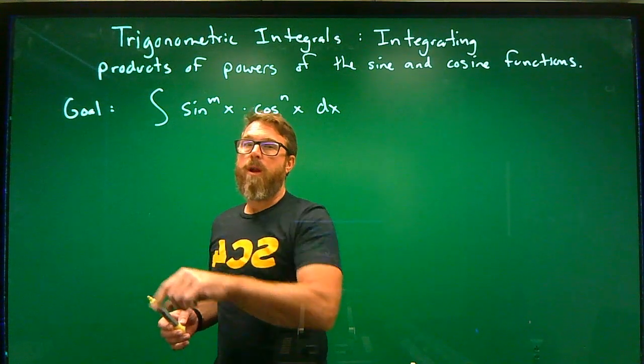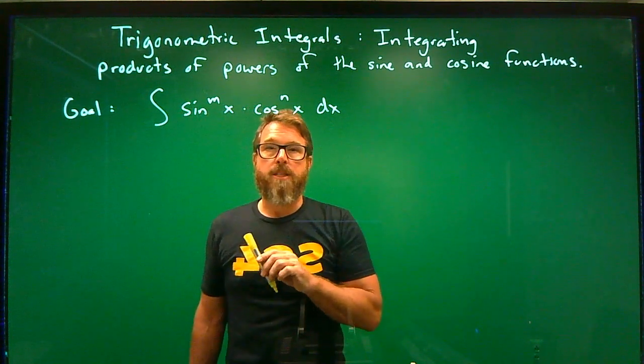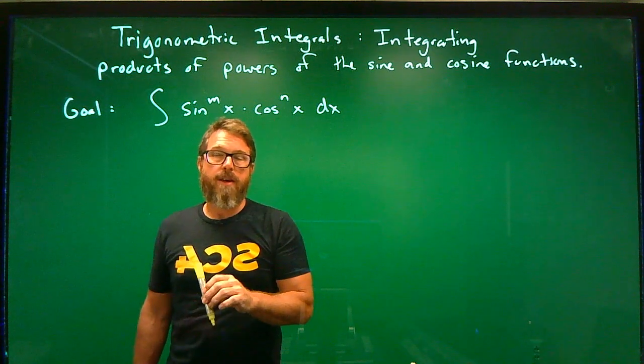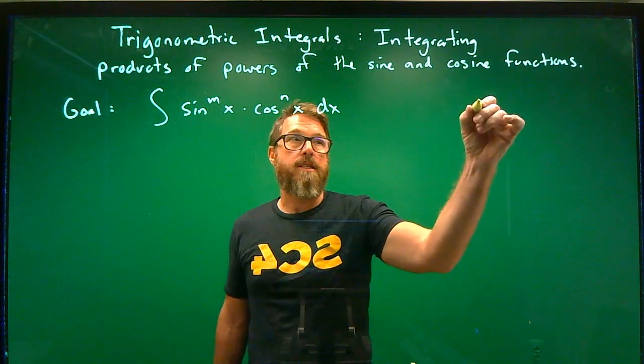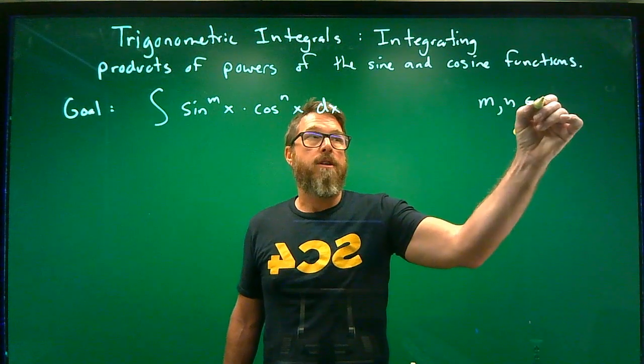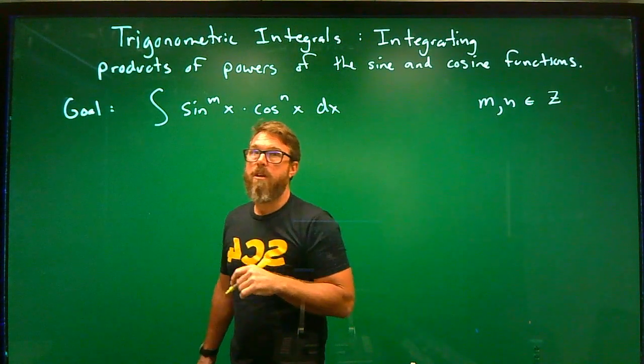So here's our goal. I want to integrate the sine raised to the m of x multiplied by the cosine raised to the n of x dx, and I want to do this for all powers m and n. So really, what we're saying is that m and n are going to be integers.